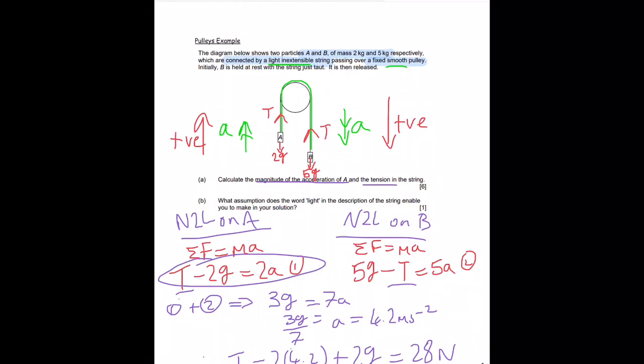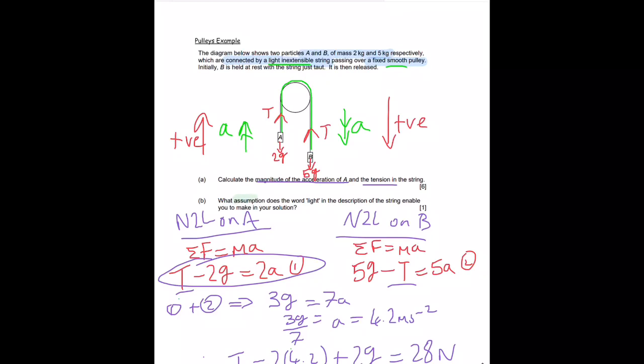So that's basically what you're going to have to do with these pulleys. Have a look at what forces you have acting on each of the particles. Do Newton's second law on the one. Remember to pick a positive direction, preferably the direction of acceleration. And then do Newton's second law on the other. And you're going to have simultaneous equations to solve, usually fairly straightforward, like that.